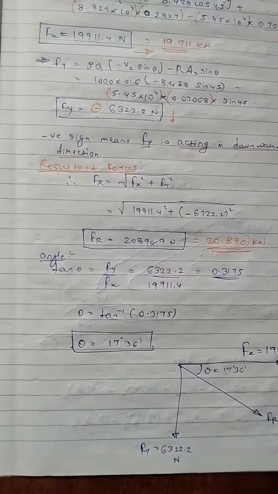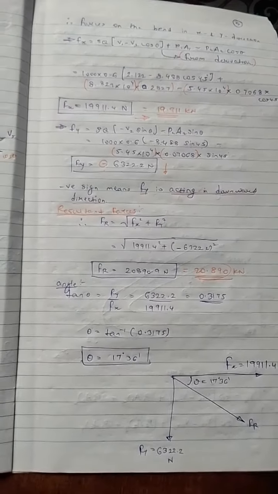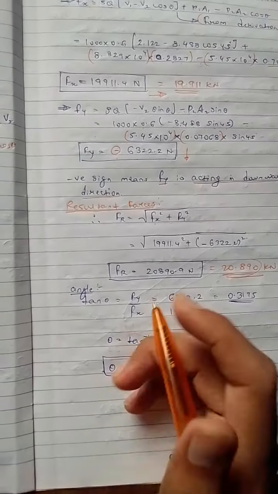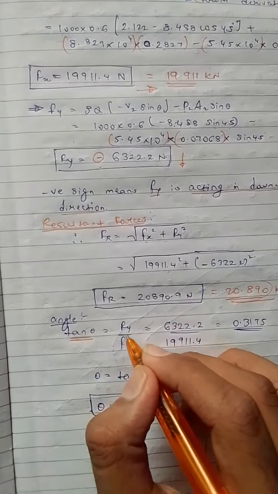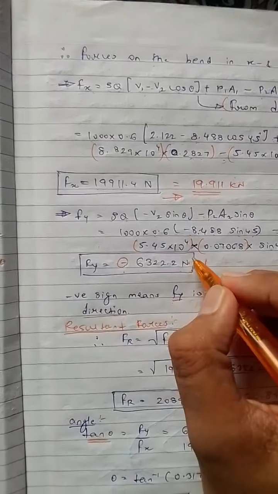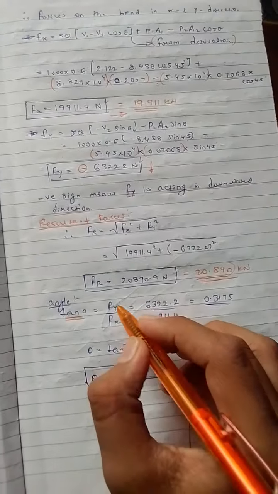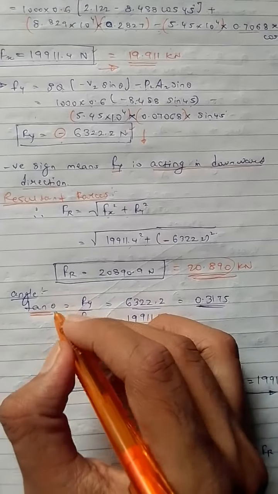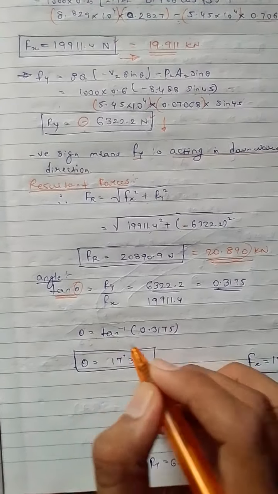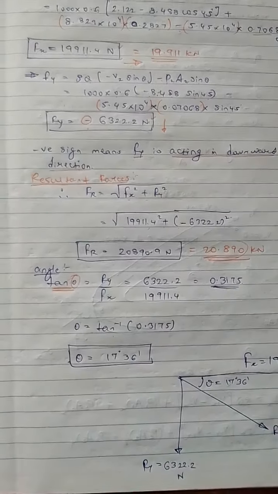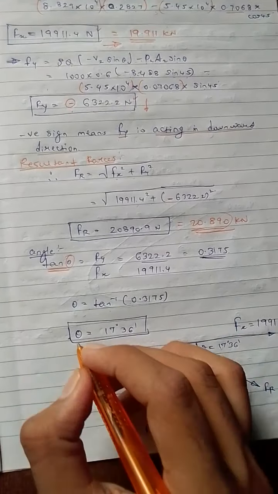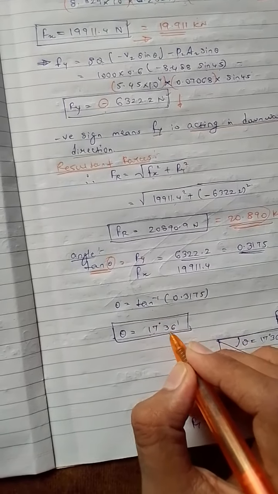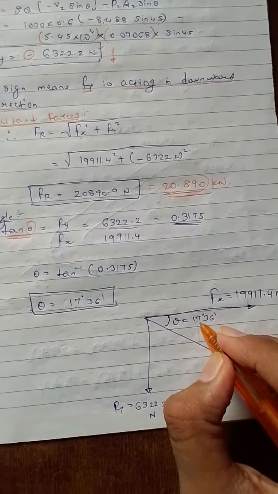So next step, after calculating all the forces, we have to calculate the direction of the resultant force. The direction will be calculated as tan theta equals Fy upon Fx. We know the value of Fy, we know the value of Fx, so put them here and calculate the value. It's 0.3175. So theta equals tan inverse of 0.3175. It is 17 degree 36 minutes. Means what? The resultant force is acting at an angle of 17 degree 36 minutes to the horizontal direction.